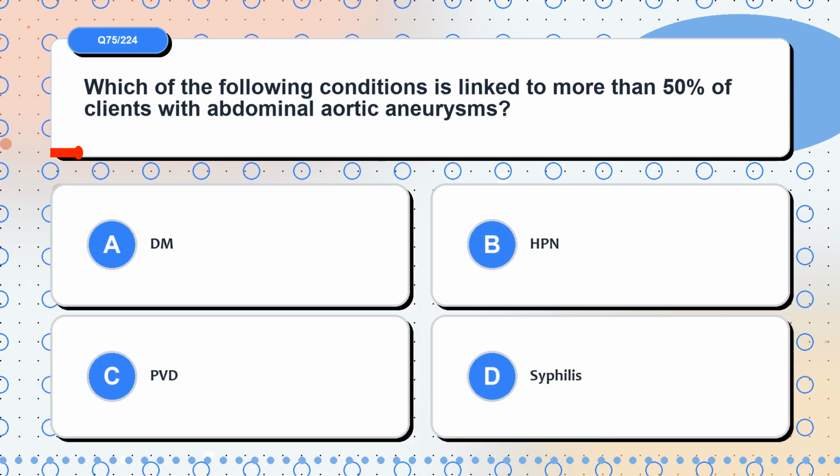Question 75. Which of the following conditions is linked to more than 50% of clients with abdominal aortic aneurysms? Here are the options. Option A. DM. Option B. HPN. Option C. PVD. Option D. Syphilis.